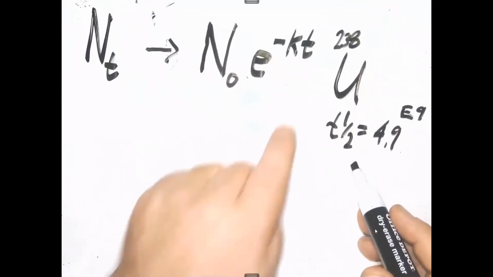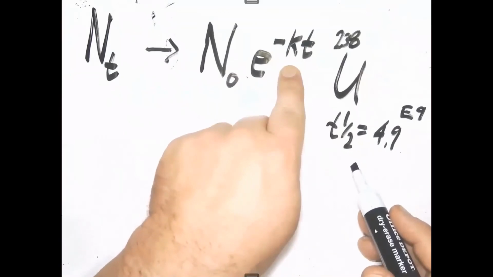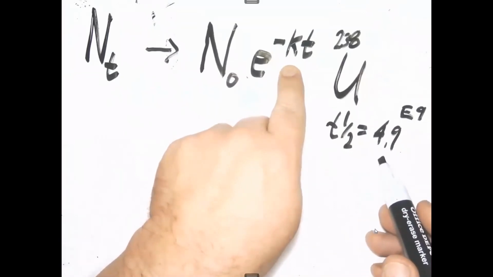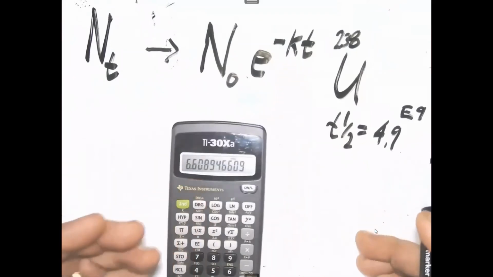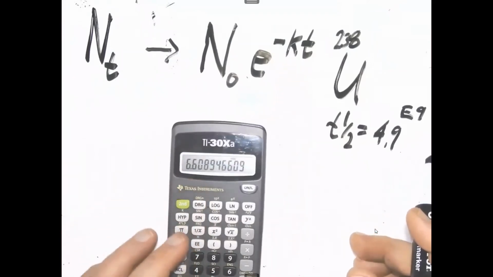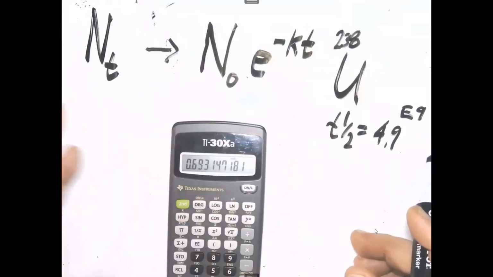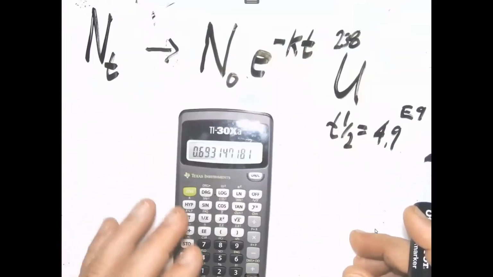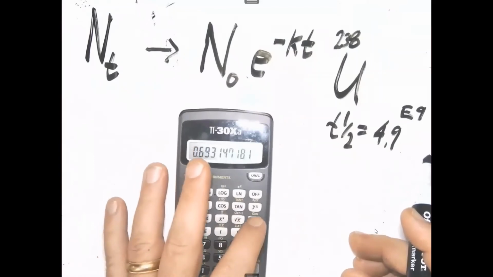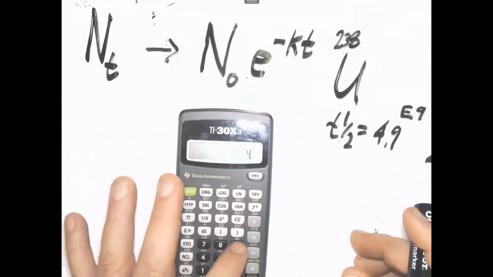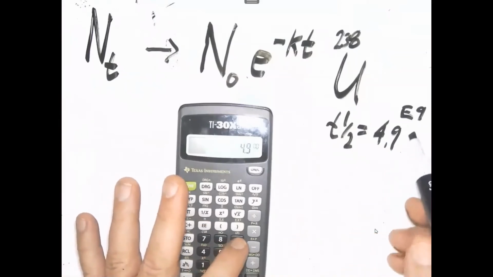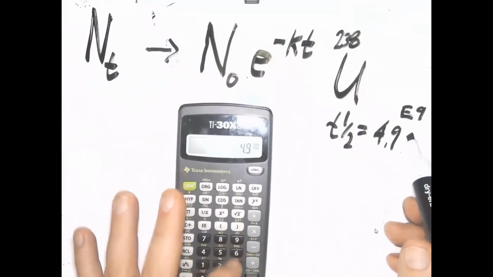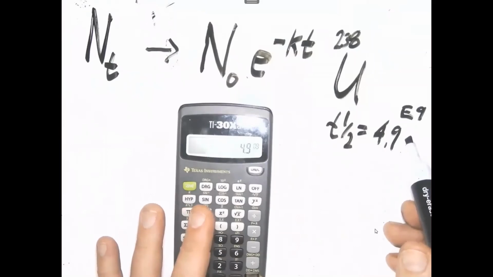We're going to need K instead of T1/2. So let's go ahead and quickly figure out what K is from the half-life. Again, we're going to take the natural log of 2. So 2, natural log, get this number, 0.693 something. And we're going to divide it by this number, 4.9. We use the E key to enter the power. It's to the 9th power, so I put in 9. That's 4.9 billion, and now I do the math.